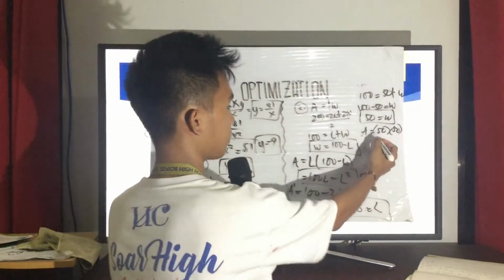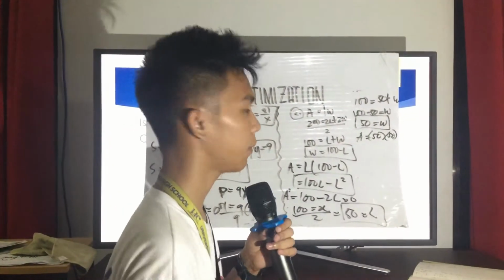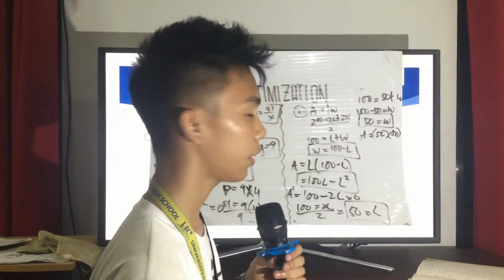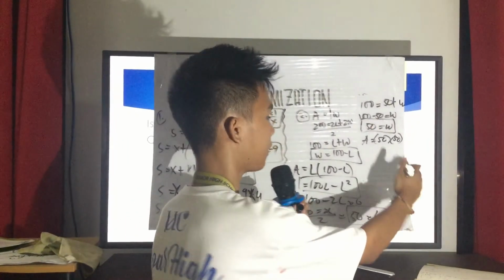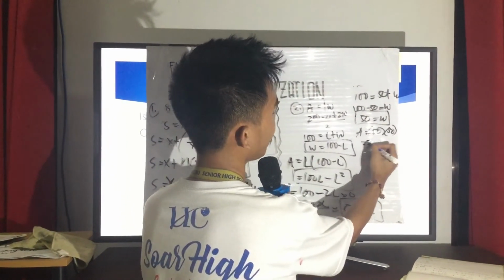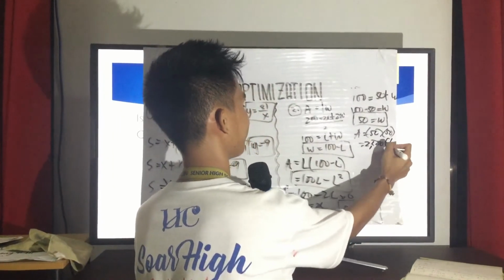So area is equal to length times width. Since we have the value of W and L, or the length and the width, 50 times 50 is equal to 2,500 square feet.